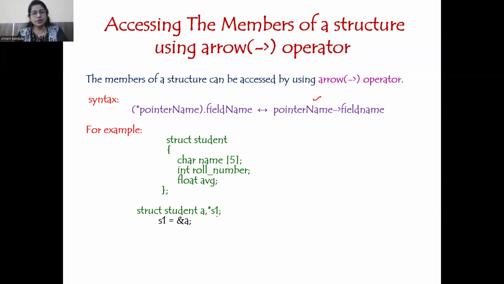Let's see how to access the members using this arrow operator. First, let us see how to access the member name. What is the syntax? You can use pointer name, arrow, the field name or the member name. So you can write it as S1 arrow name. Similarly, in order to access the roll number, I have to use the name of the pointer, which is S1, arrow, name of the member, which is roll number. Similarly, to access the member average, I have to use the name of the pointer, arrow, the name of the member, which is average.